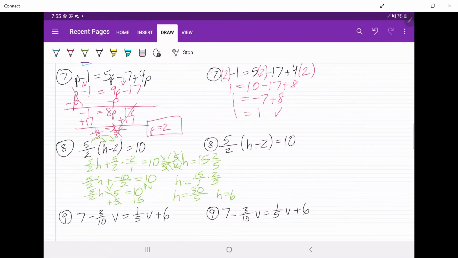Now we check our work. So I'm going to replace h with the number 6. So now we write our problem, 5/2, and 6 minus 2 is going to give us 4. And bring down the 10. So 5/2 times 4 is the same thing as 5/2 times 4/1. 5 times 4 is 20, 2 times 1 is 2. 20 divided by 2 is 10, and 10 does equal 10. So h equals 6 is correct.